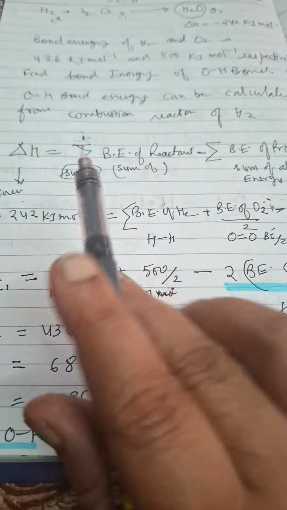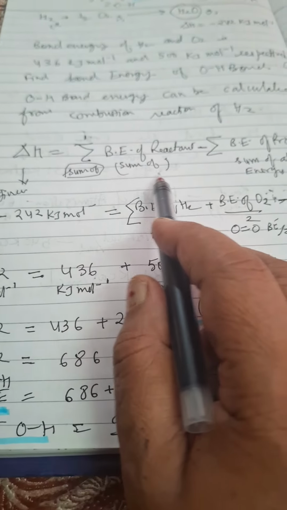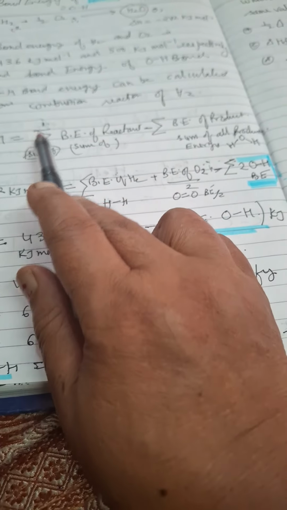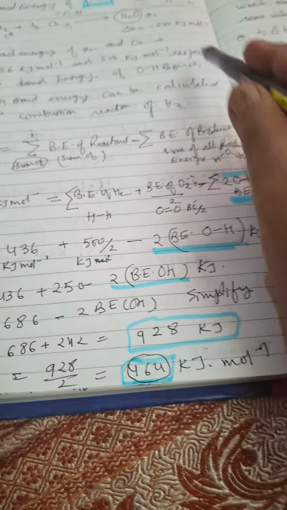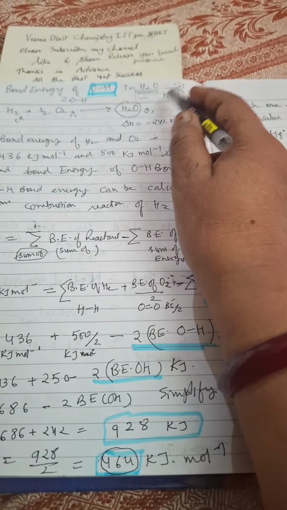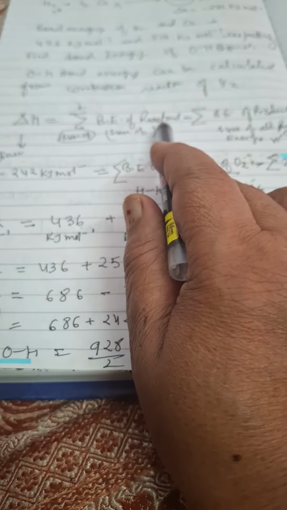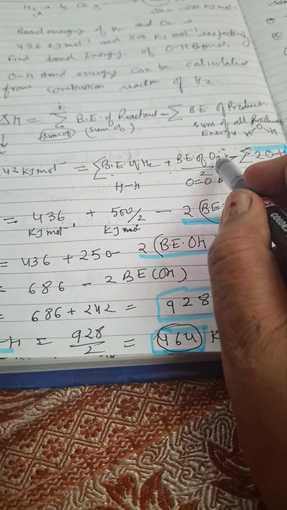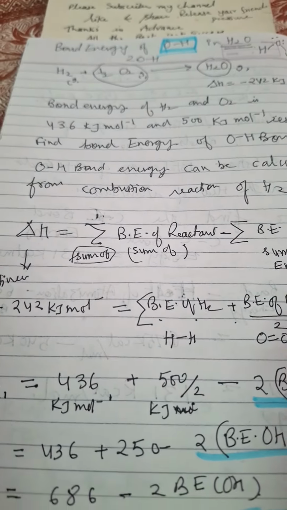In the rest of thermodynamics it is only product minus reactant, but when we are dealing with the bond enthalpy or bond energy term, at that time it is reactant minus product: the sum of bond enthalpy of reactants minus the sum of bond enthalpy of products. The product here is only water, which means 2 OH, so we will write 2 times the OH bond enthalpy. For the reactants, the bond enthalpy of hydrogen plus the bond enthalpy of oxygen divided by 2, because here it is half a mole, not 1 mole.